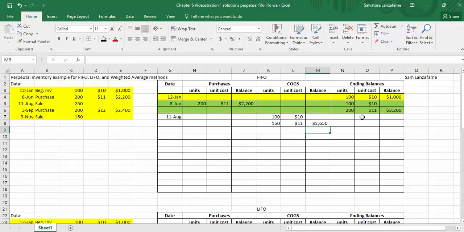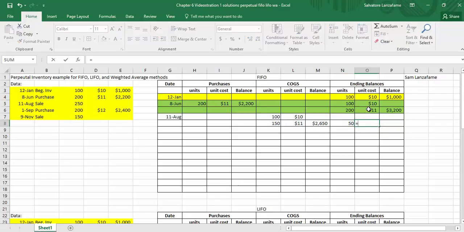So what do I have left in inventory? Well, the 100 at 10, those $10 ones are gone. I only have 50 left of the 11. So how did I get 50? I took 200 minus the 150 that I removed, so that gives me 50 left.